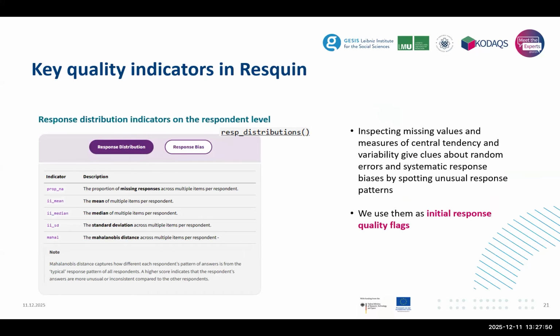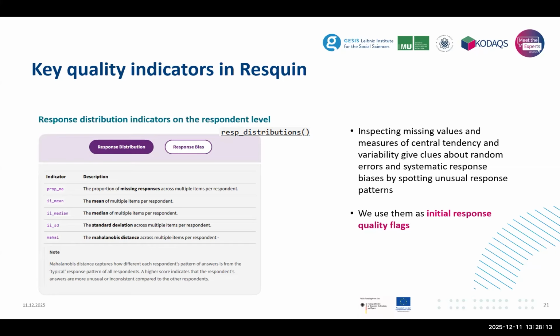But now talking about the key quality indicators that Resquin covers. Resquin covers, let's say, two categories of key quality indicators. One of them is response distribution indicators on the respondent level. They refer to the function in the Resquin R-package, resp_distributions. This is how you can get them when we talk more about code and the package itself.